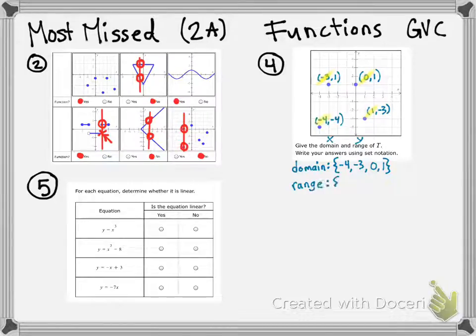All of the y values is the range, so we would go through each point and find that second number: -4, 1, -3, and another 1. But because 1 is already in there, we don't have to list it twice. We just list 1 once, even though it's located in 2 different points as the output.